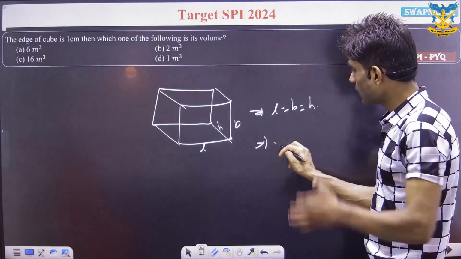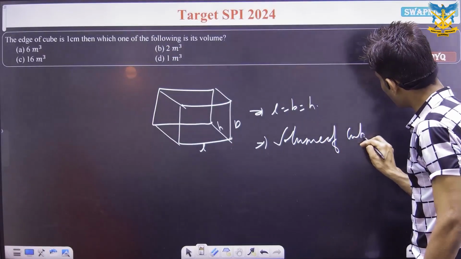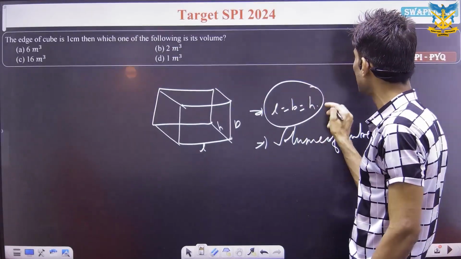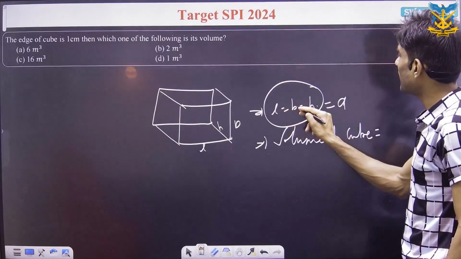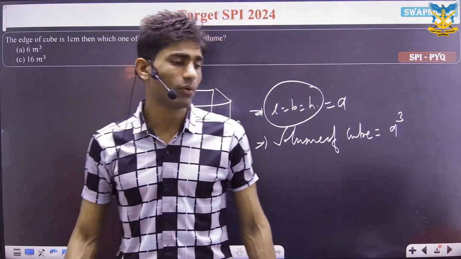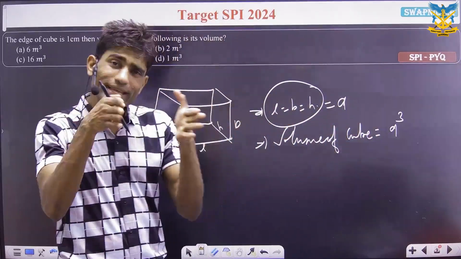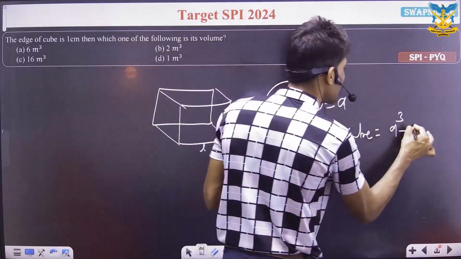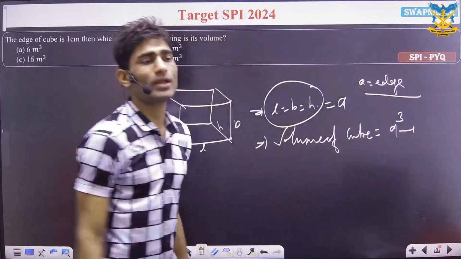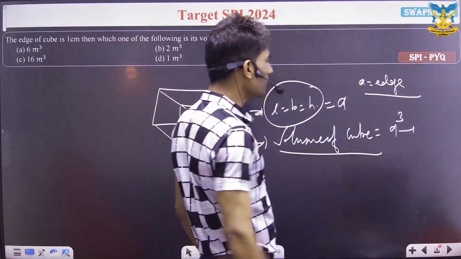That means the volume of a cube. What is the volume of a cube? Length into breadth into height, and all are equal, considered equal to A. That means A multiplied by A multiplied by A, we write A cube. So the volume of a cube is edge cube, or A cube. Here I consider A as the edge. Now we have the volume of a cube, which is A cube.